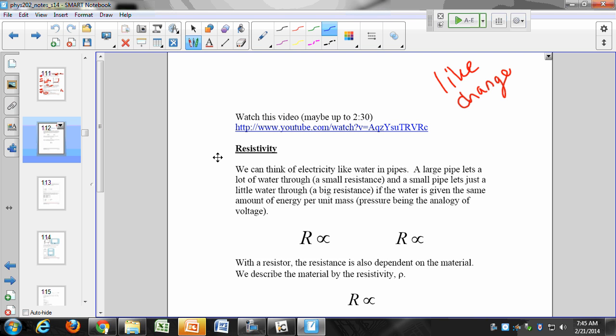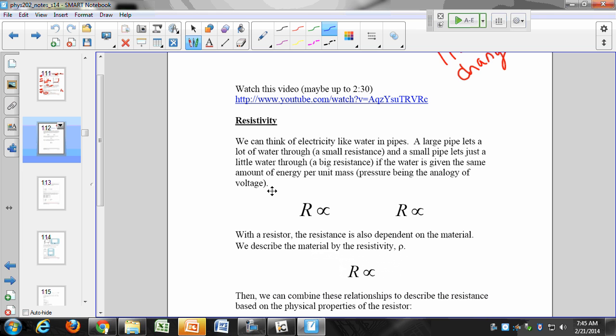Let's look at resistivity. We'll watch this video in a bit. We didn't watch the Make Zine video about resistors, did we? We'll hold that off for just a minute more. Let's look at resistivity. Now we can think of electricity like water in pipes. And a pipe has certain geometrical dimensions. It has 2 dimensions. What are they? Right, the length and then the cross-sectional area.